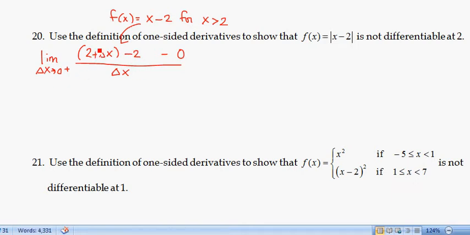So if we simplify this expression, the 2's cancel, and we're just left with delta x over delta x. So we just get 1.